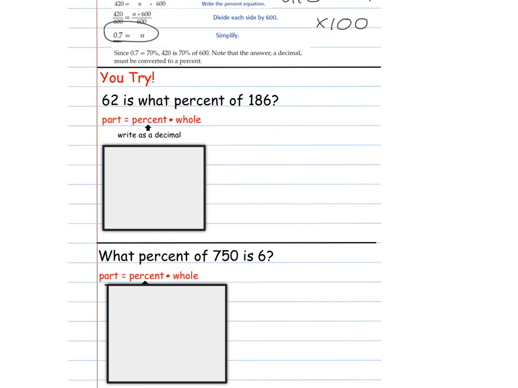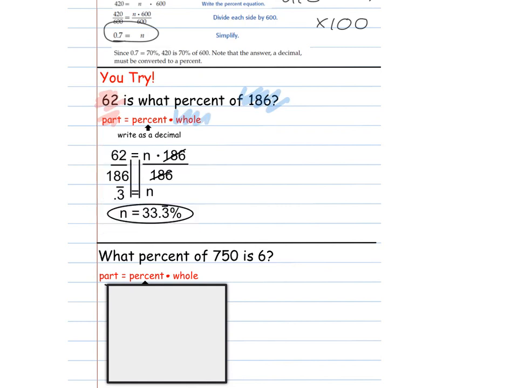62 is what percent of 186? As a reminder, our percent equation is part equals percent times the whole. We have 62 as our part, and we have 186 as our whole. We're going to find that percent. So let's see how we do that.